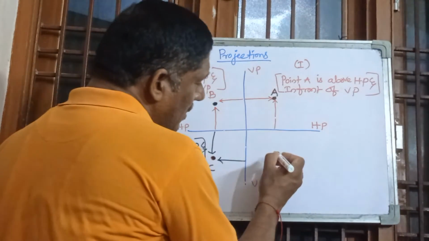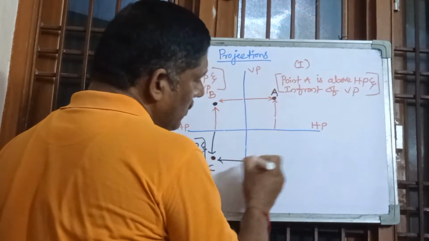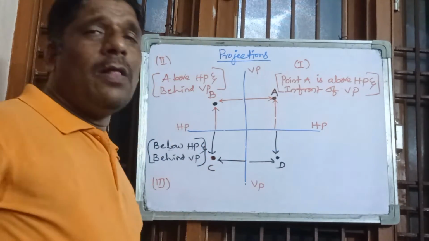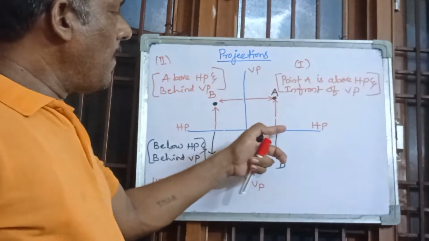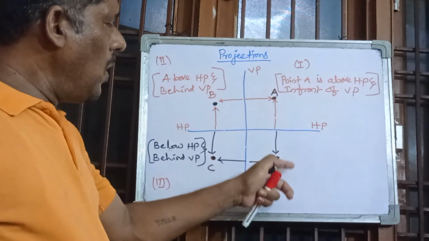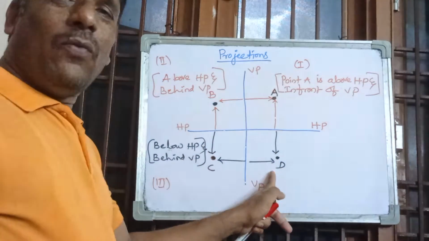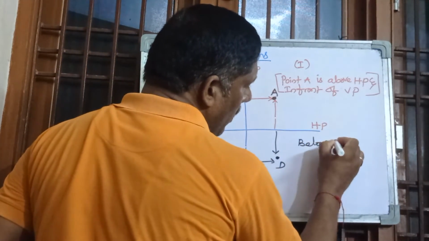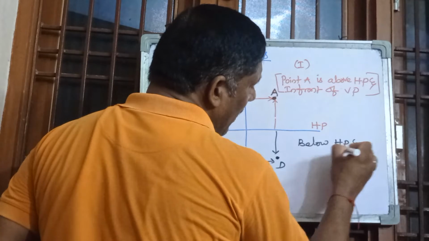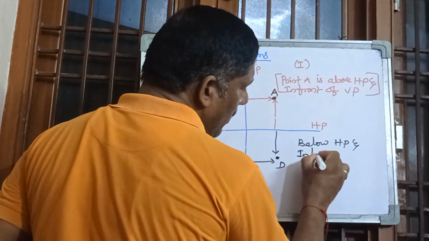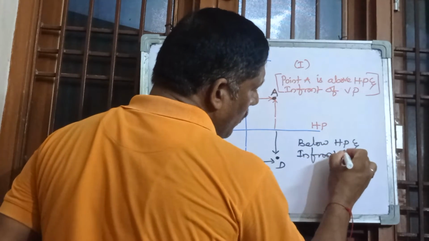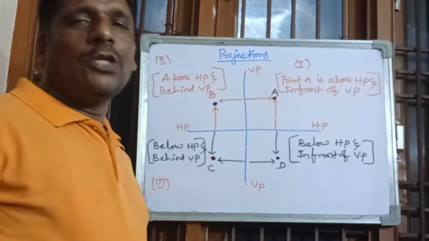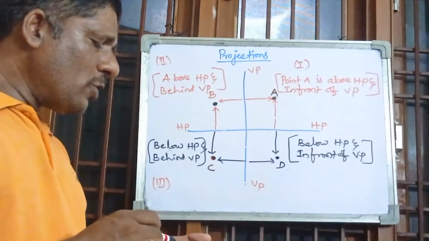In the same manner, the point is there in the fourth quadrant. So the point D is there in the fourth quadrant. How can you say point D is below HP and in front of VP? Below HP and in front of VP. So this is the actual structure of the projections.